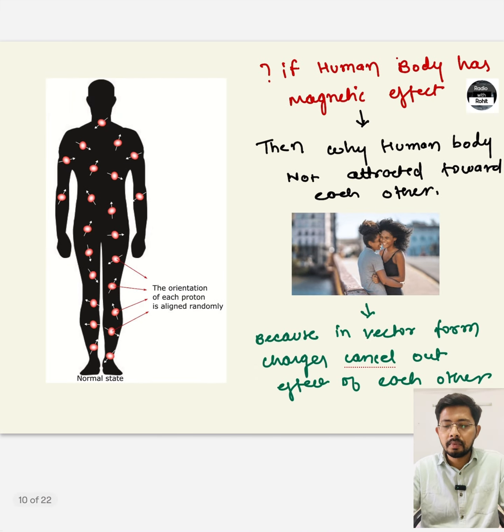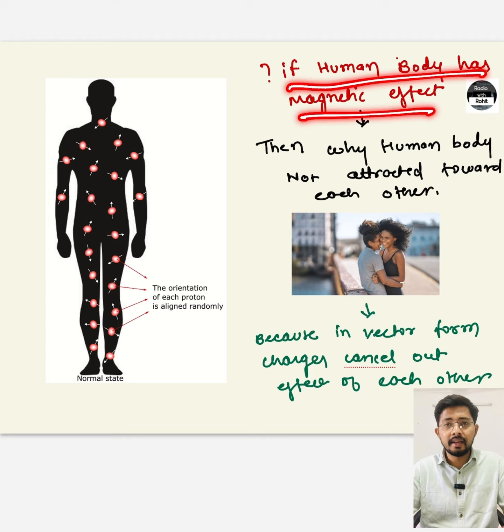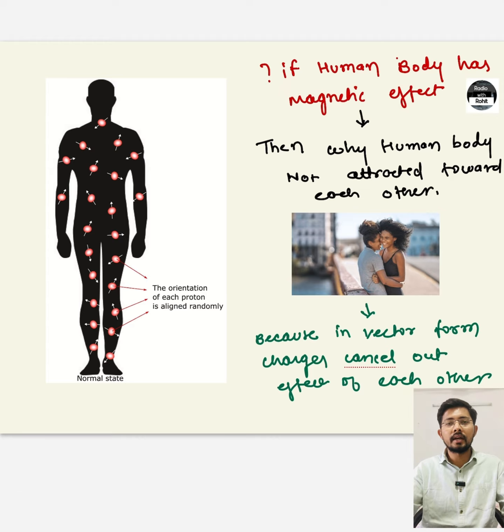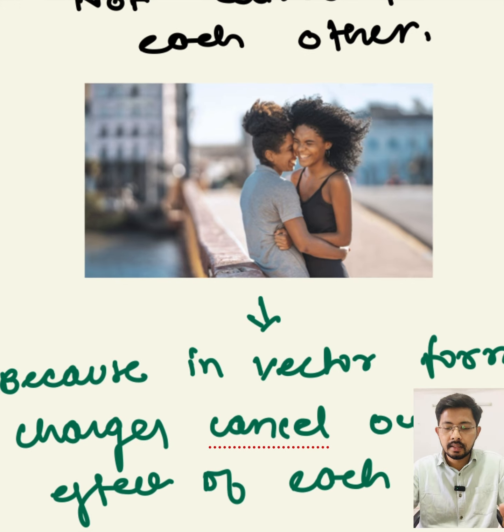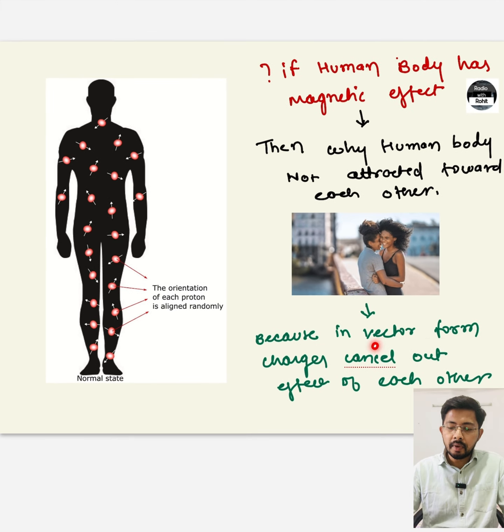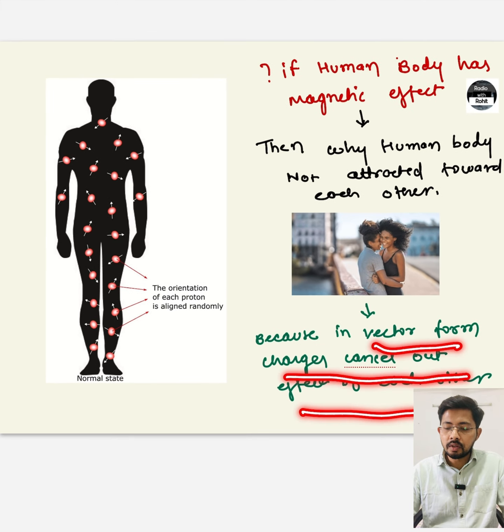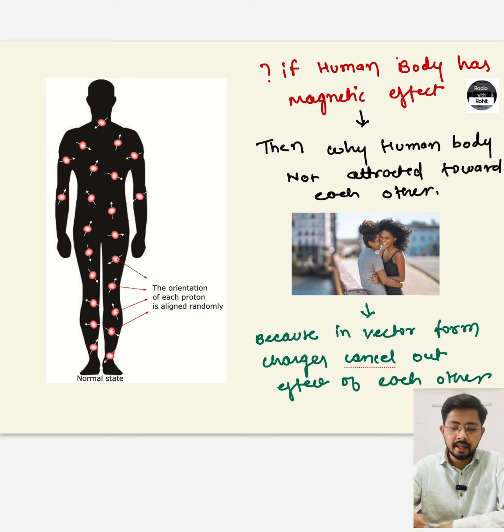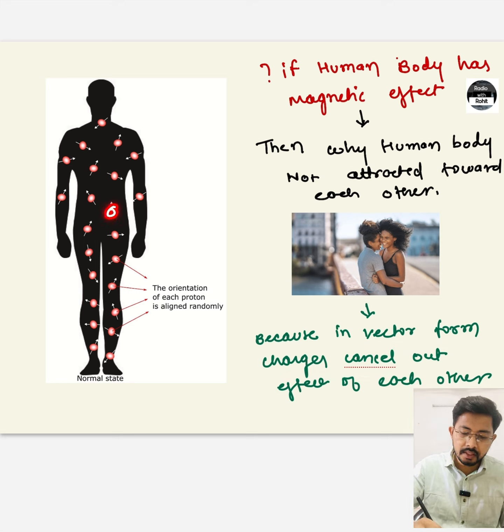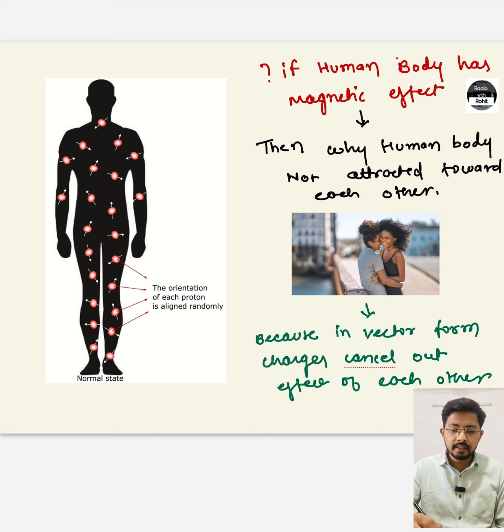You will ask me: if the human body has its own magnetic effect, then why are humans not attracted toward each other, like this couple? Because in vector form the charges cancel out the effect of each other. Here we can see that this proton has a charge toward this side, another proton toward that side, and another proton puts its charge on this side. So these charges nullify the effect of each other in the normal position, or in the random movement of the protons.